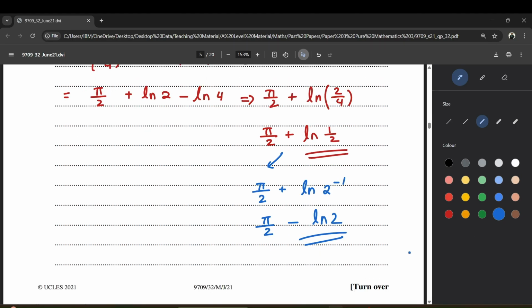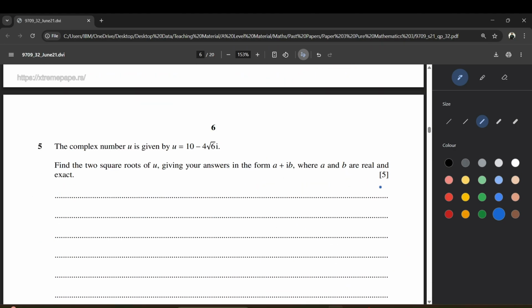All right, so let's move to question number 5 now. The complex number u is given by u is equal to 10 minus 4 root 6 i. Find the two square roots of u, giving your answers in the form a plus ib, where a and b are real and exact. Okay, so we know that u is equal to 10 minus 4 root 6 i.